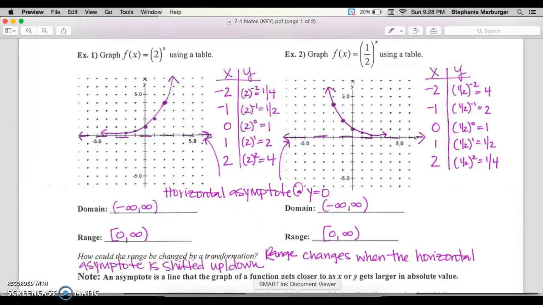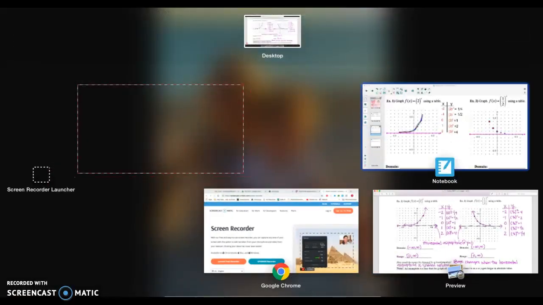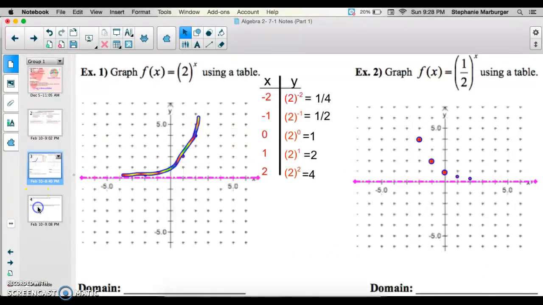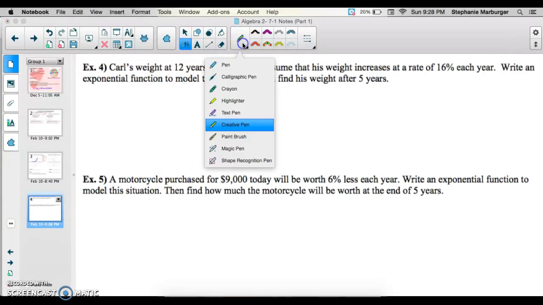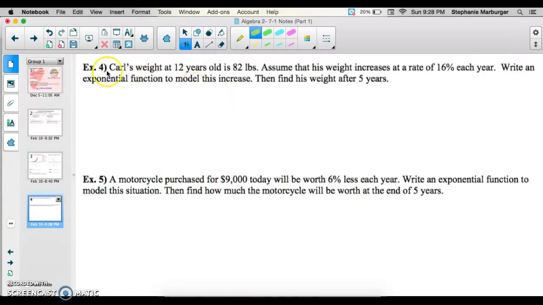I'm going to go back to my slides really quick and talk about one last thing, just to show you some keywords, and then I'm going to let you guys do your own thing. So I'm going to highlight just keywords for you. If you look at example 4 and 5, you'll have to flip your page over. Example 4, you can read all the specifics, but it says that this weight is increasing at a rate of 16% each year. So that's super important to recognize that it's increasing because that's going to be exponential growth.